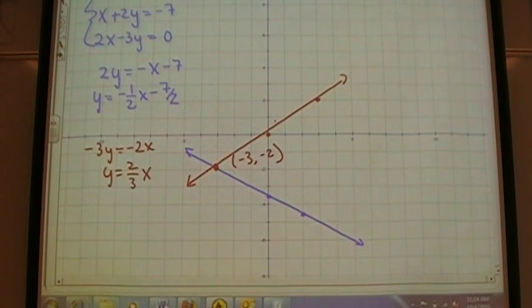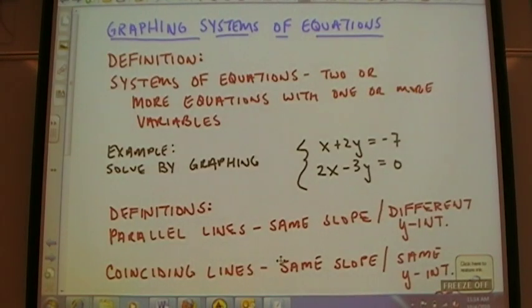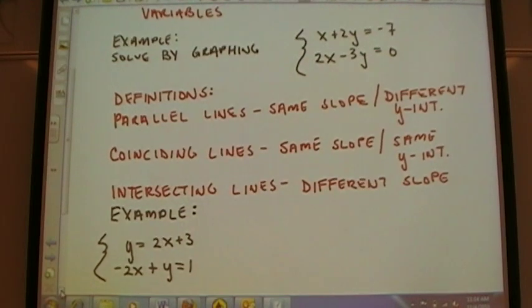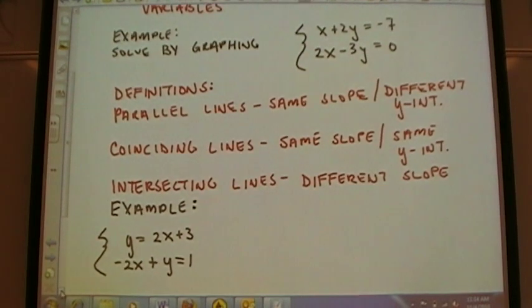Write down these definitions. Parallel lines: same slope, different y-intercept. Parallel lines will never intersect. So if two lines have the same slope and different y-intercept, they have to be parallel, and you would have no solution. Because remember, when you're solving these systems, you are looking for the point of intersection as your solution. So if they're not intersecting, there would have to be no solution.